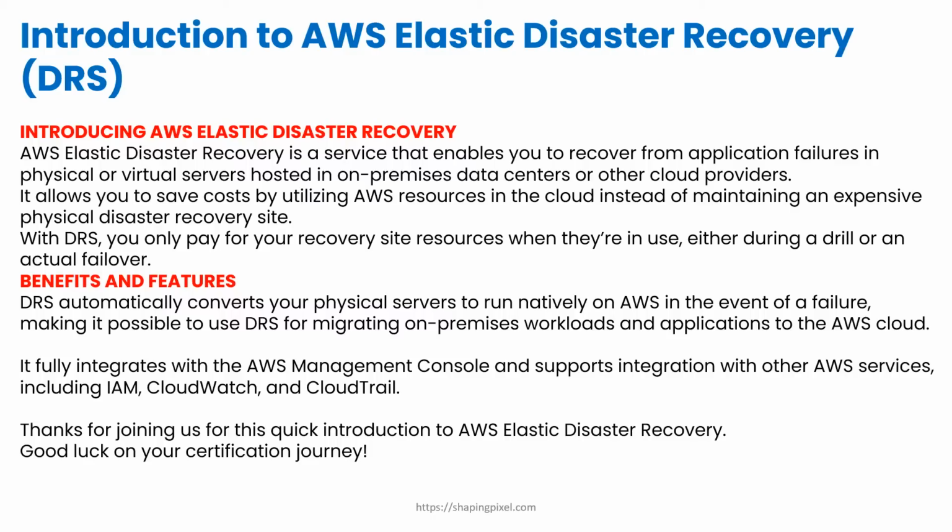DRS automatically converts your physical servers to run natively on AWS in the event of a failure, making it possible to use DRS for migrating on-premises workloads and applications to the AWS cloud. It fully integrates with the AWS Management Console and supports integration with other AWS services, including IAM, CloudWatch, and CloudTrail.